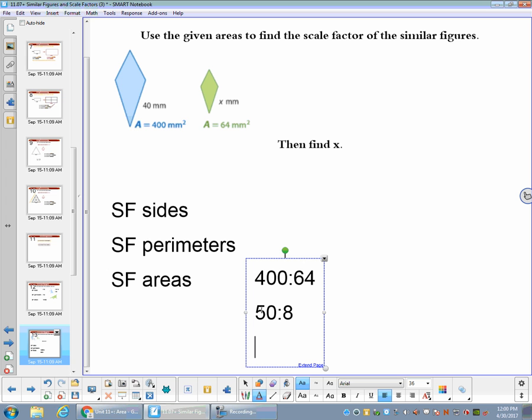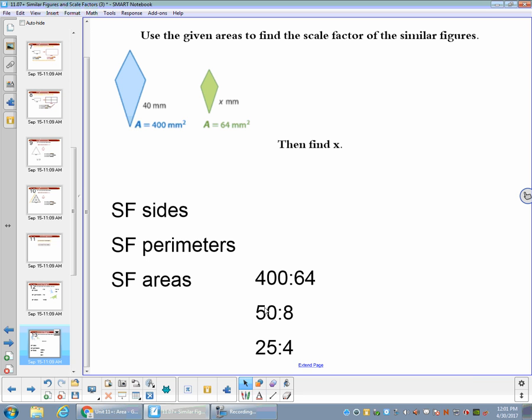Now we can keep going here. I can take a 2 out of both, so I have 25 to 4. And I think that's as far as we can go. I was going to erase it, but I'll let you see the work. So 25 to 4 is my ratio for areas.